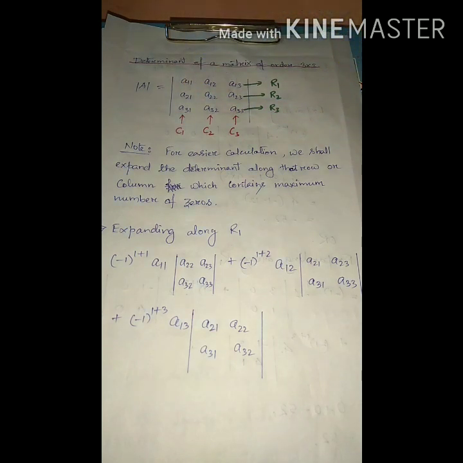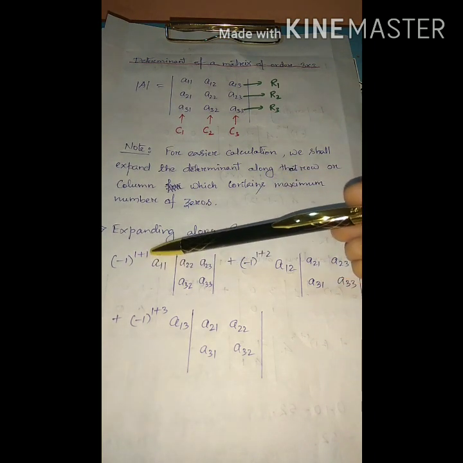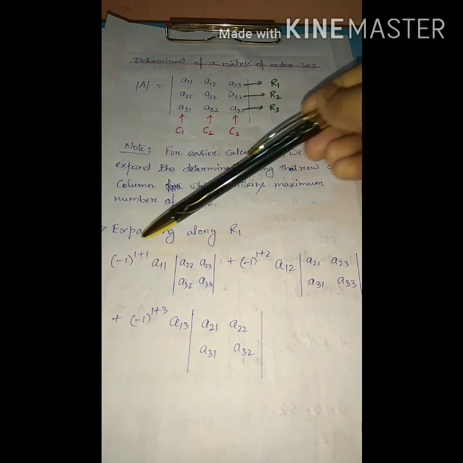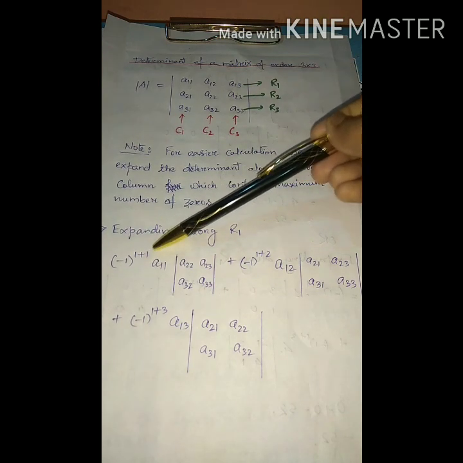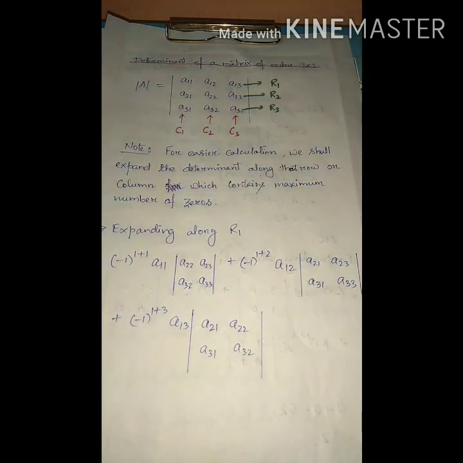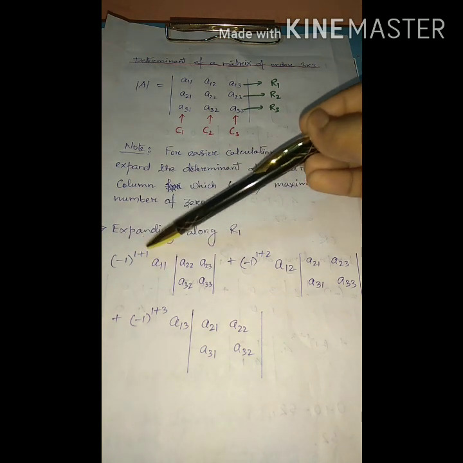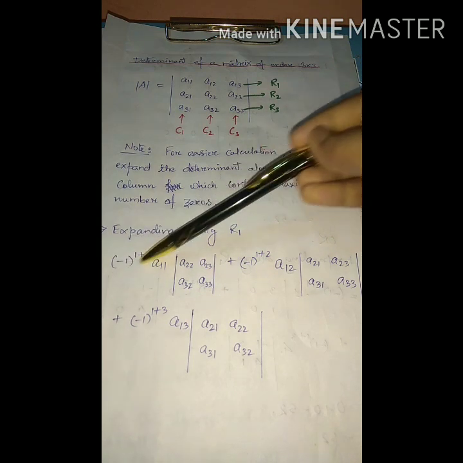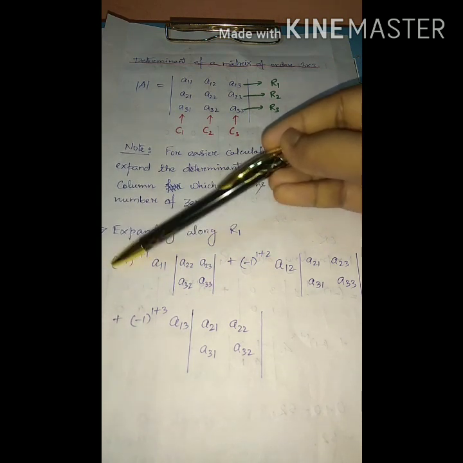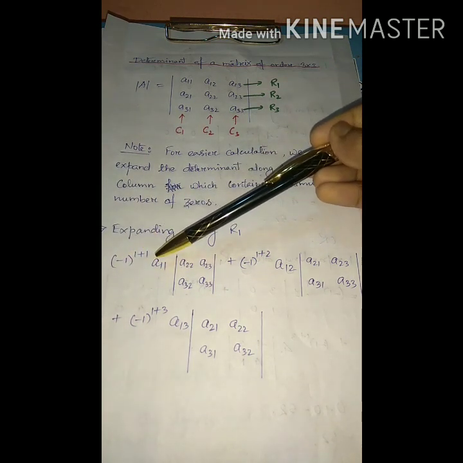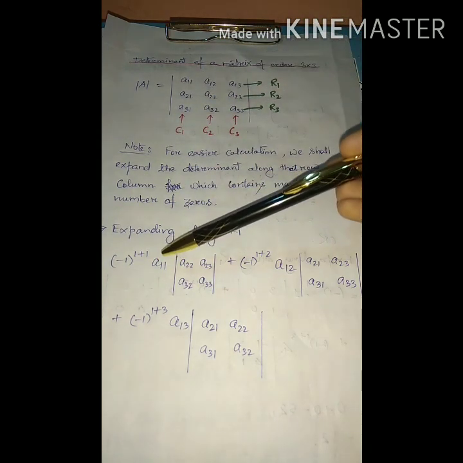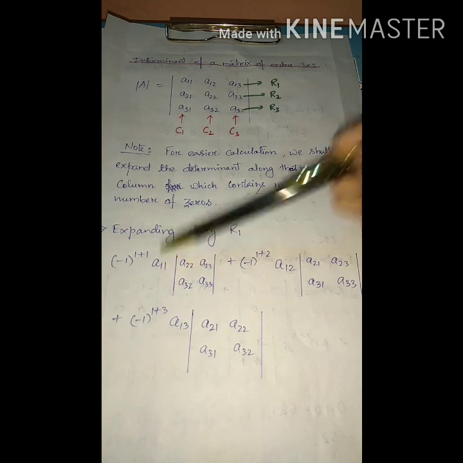So according to the formula, what you have to write is minus 1 to the power 1 plus 1. This 1 plus 1 represents first row, first column. Is it clear? So minus 1 to the power 1 plus 1 means first row, first column. And then this is the formula, so we write this one, and then after that we write A11. That means the first row, first column element we have to write here.